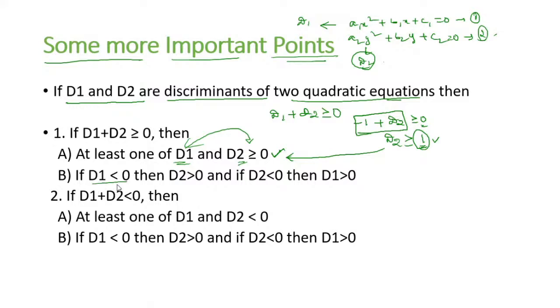Likewise, if d1 is less than 0, then d2 must be greater than 0. Likewise, if d2 is less than 0, then d1 must be greater than 0.